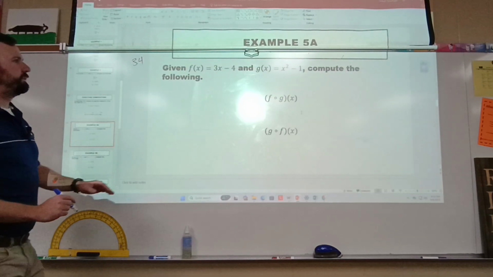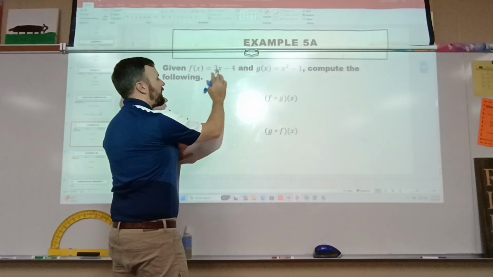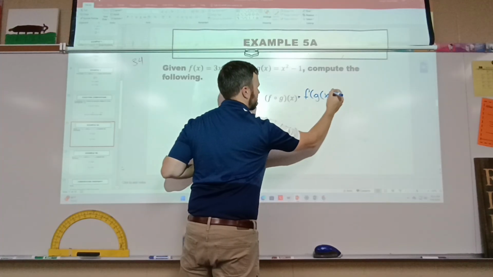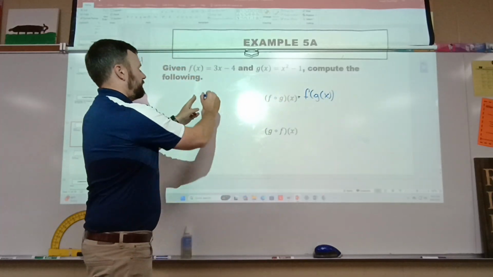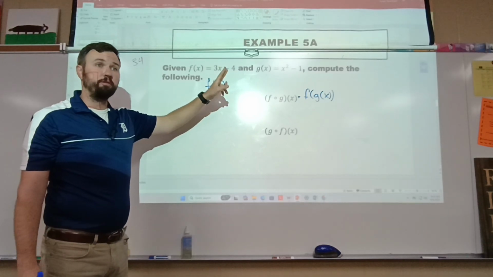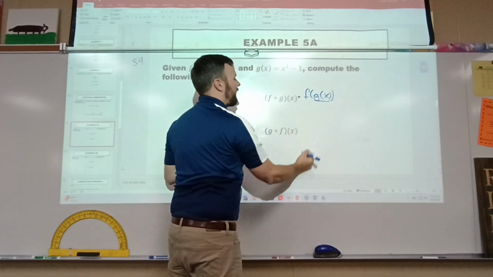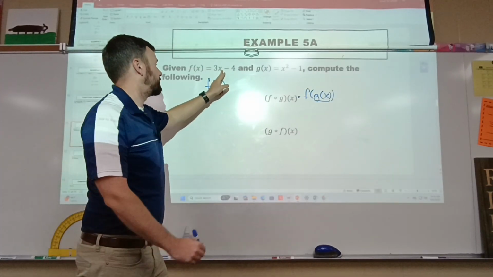All right, let's try one. This one has a square in it. We'll be okay. This is my f of x and g of x, same ones from before. So I'm doing f of g of x. If I say that's f of 2, anywhere I see an x, I plug in a 2, right? For this one, anywhere I see an x, what do I plug in? The other function.